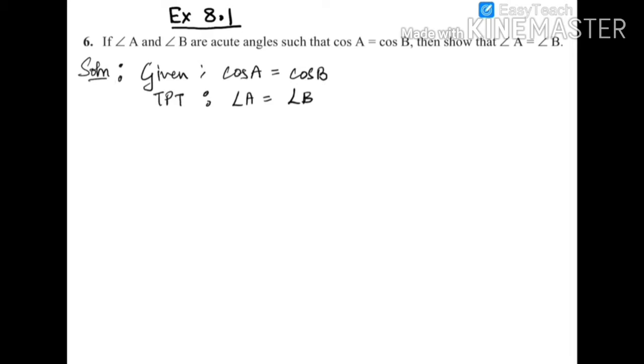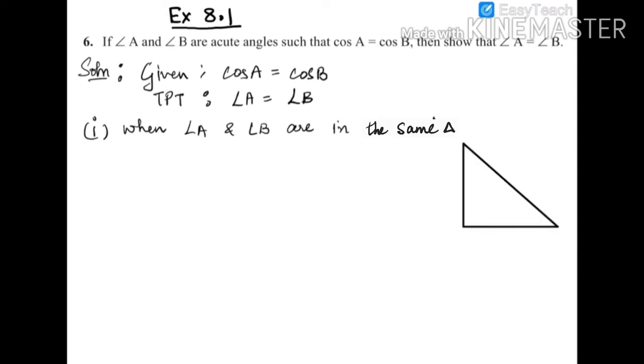Now it is not given that angle A and B belong to the same triangle or different triangles. So we will have to solve this question for both cases. Case 1, when angle A and angle B are in the same triangle. So let's draw a right triangle with acute angles as A and B and right angled at C.